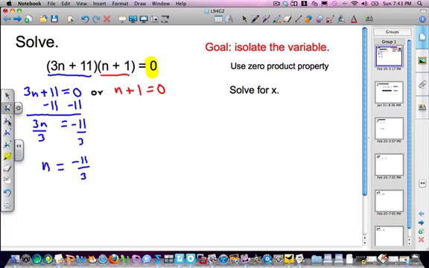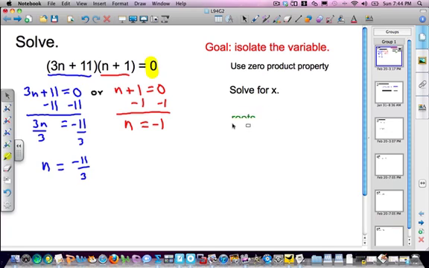Now the other solution could be contained in the factor m plus 1 equals 0. And we can clearly see here that in order for m plus 1 to equal 0, the m would need to be a negative 1. So our two solutions are negative 1 or negative 11 thirds.